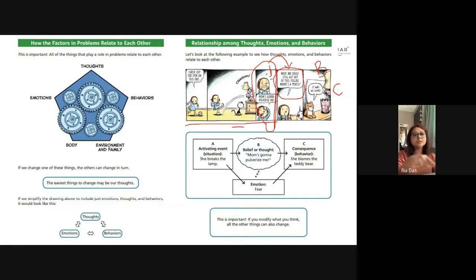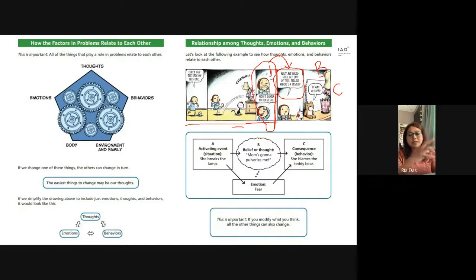Okay, so this is the comic strip which you can also explain to children. You can use this story, you can use any other story, maybe a moral story, and explain how, if we change our thoughts, it changes our consequences. You can do it through puppets also with children.